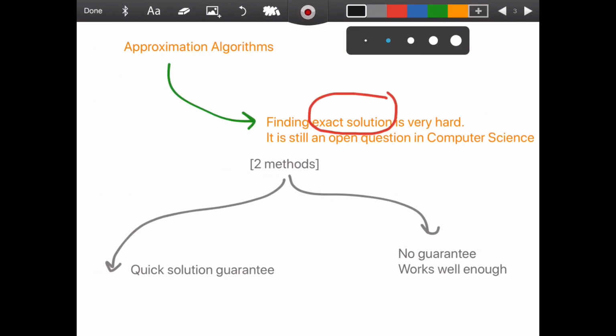And just to let you know, there is no exact solution yet for this particular traveling salesman problem. It is still an open question in computer science. If you can come up with a solution to this, I'm pretty sure you're going to be selling yourself like a hotcake. All right, so again, the approximation algorithms: as we don't have an exact solution, we are looking for an approximate solution. There are two methods covered in this course. One gives you a guarantee and a quick solution, and another method works well enough, but there is no guarantee.